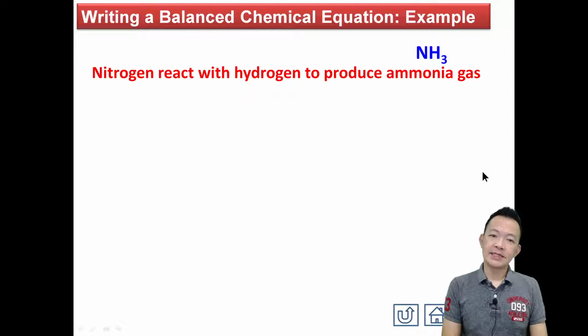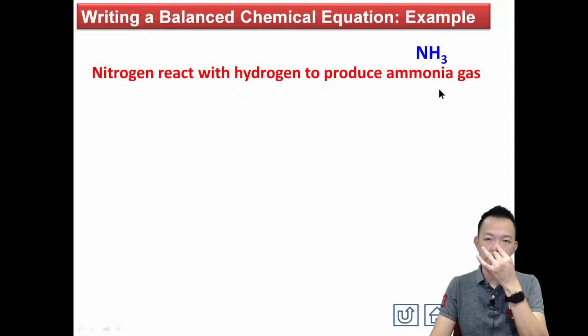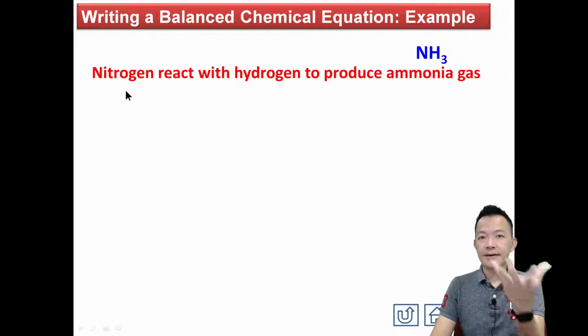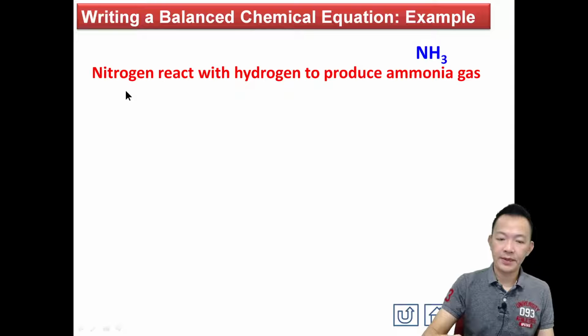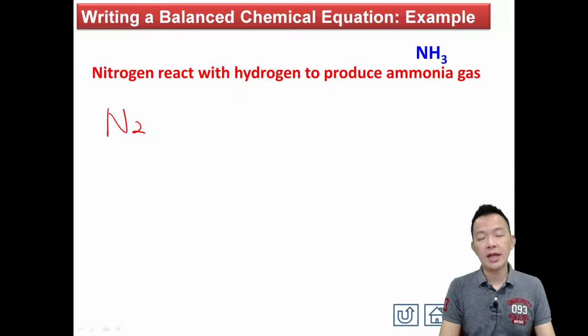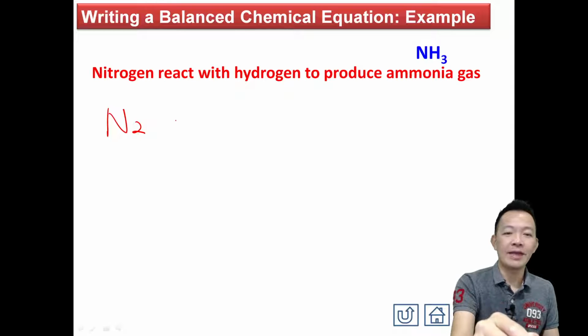Next example. 下一个 example. Nitrogen react with hydrogen to produce ammonia. Nitrogen 跟 hydrogen 起反应, making the gas that smell very bad called ammonia. 变成一种很臭的气体叫 ammonia. Okay? So, write the reactant and product. 先写出它的反应体跟 product. Okay? Nitrogen N2, 它是一种 gas, 它是一种 molecule, N2. Why the molecule is N2? I tell you. You listen only. 你听啦, N2. React with the hydrogen.